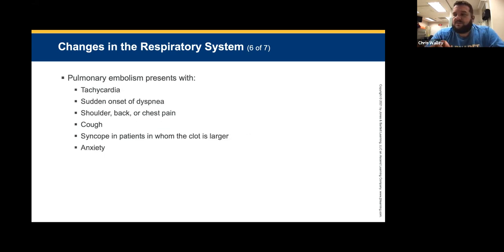Patients will present with anxiety, cough, syncope when the clot is larger than normal, shoulder, back, or chest pain, sudden onset dyspnea, and tachycardia.